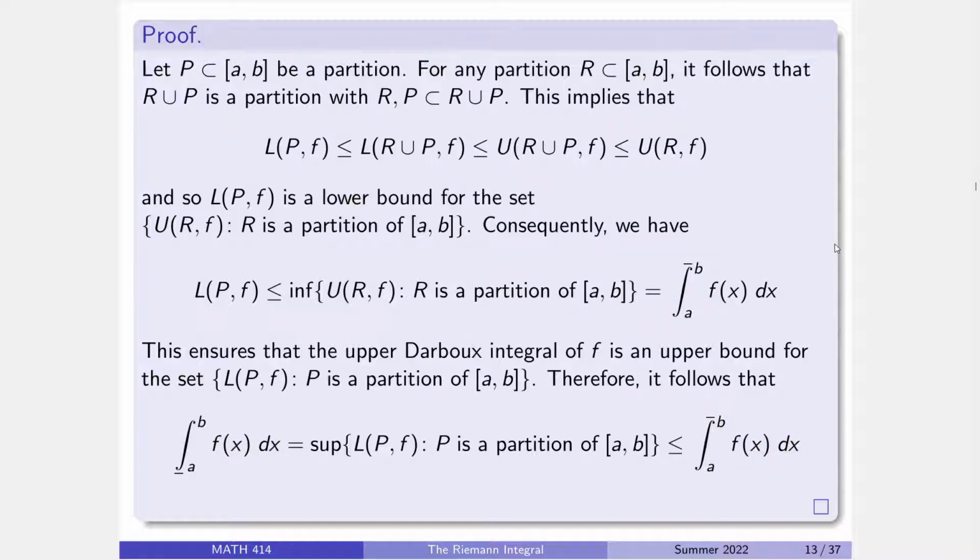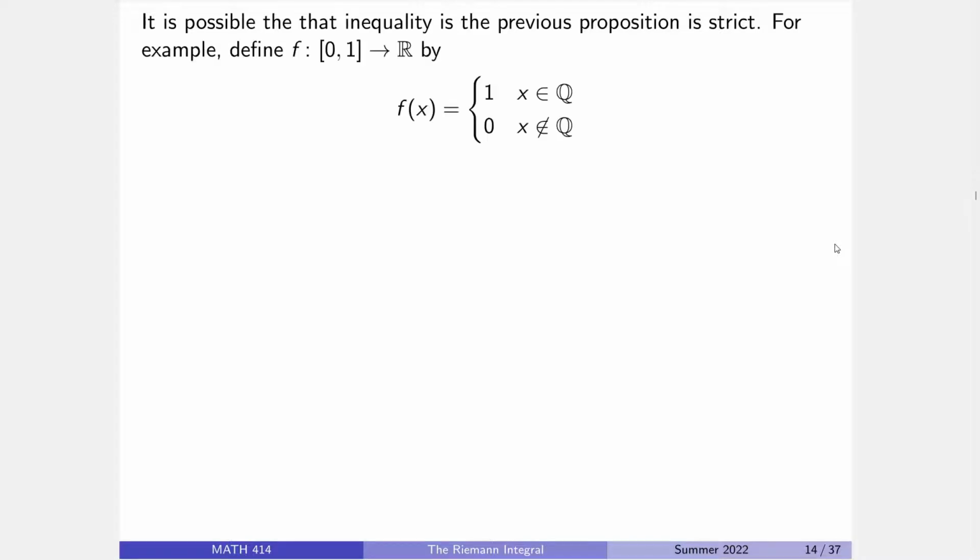upper Darboux integral. Naturally, what we're probably going to do is define Riemann integration to be when those two things are equal. So before we do that, let's point out they are potentially unequal. So it's possible that you have strict inequality, and the classic example is this function, which you may remember as being something called the Dirichlet function. So on the interval [0, 1], we define the function as follows. For the rationals, it spits out 1, and for the irrationals, it spits out 0.